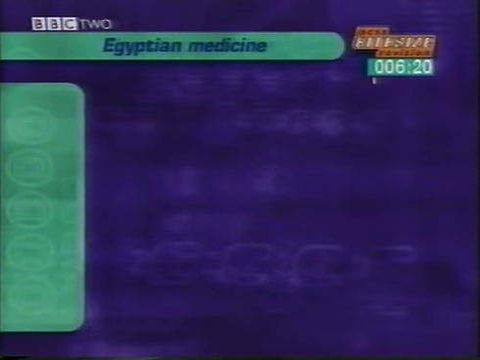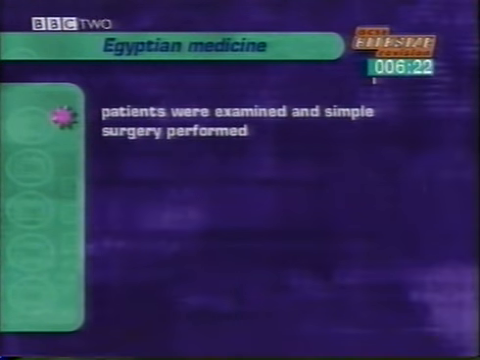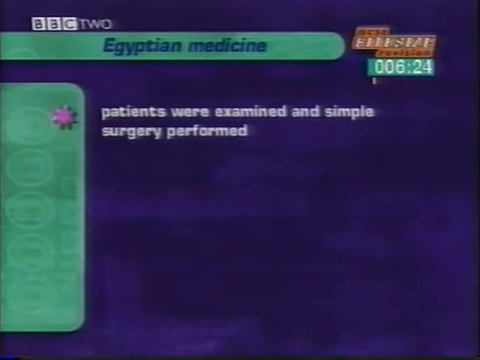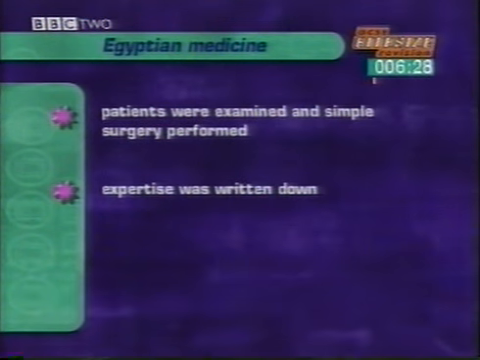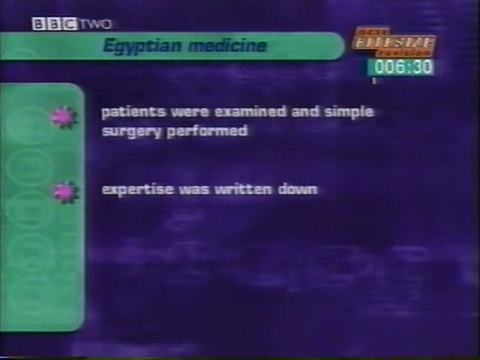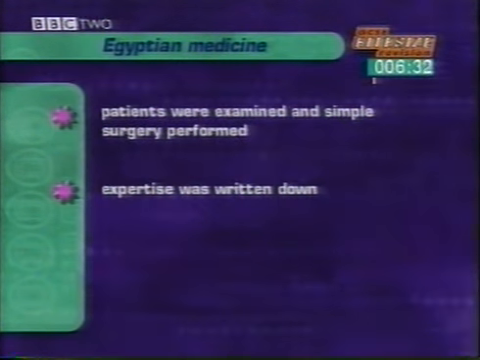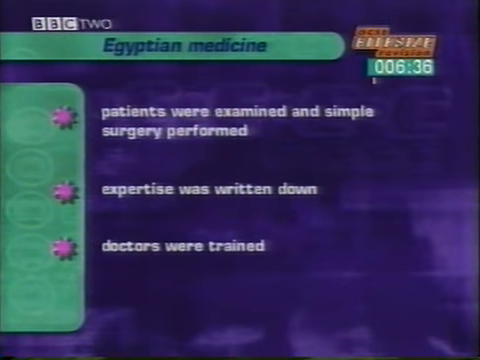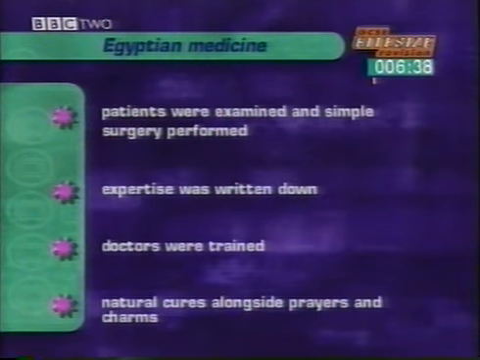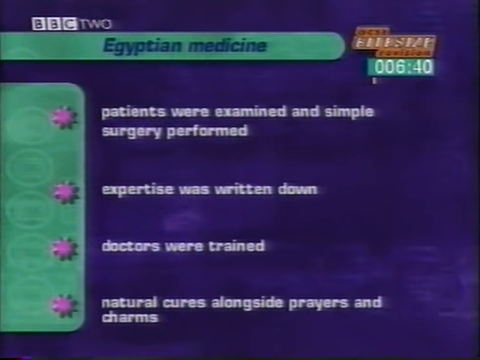Here are the main points you need to remember. Egyptian doctors examined patients and simple surgery was performed. The advance of writing meant that expertise on symptoms, diseases and recipes for cures was written down and could be built on over time. Doctors were trained in the art and rules of medicine. Natural cures like the use of willow as an antiseptic were used alongside prayers, spells and charms to ward off illness.